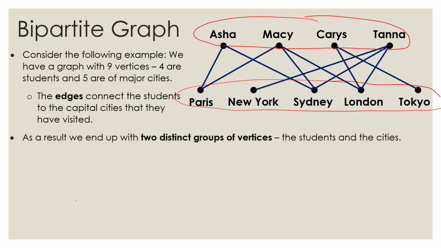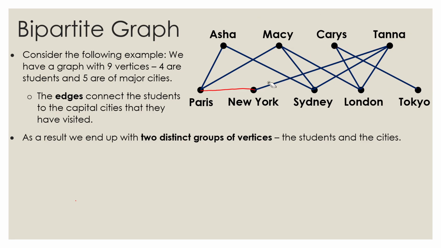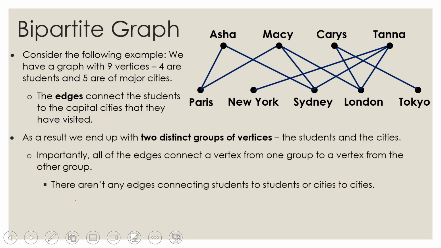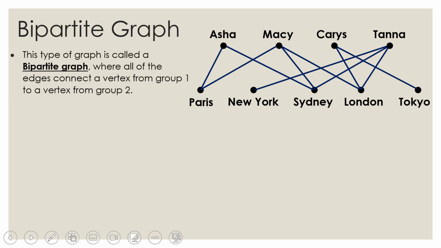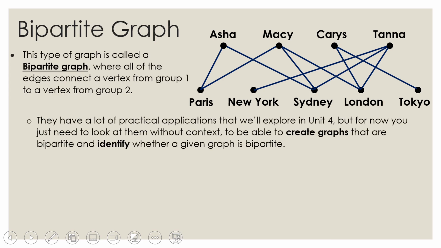So what we mean by that is that as soon as I add an edge in, which might in fact be from Paris to New York, the graph would no longer be bipartite. Bipartite means that you have two distinct and separate groups, with no edges within either group. That's what we're summarizing here. There are no edges connecting students to students or cities to cities. So this is called a bipartite graph.